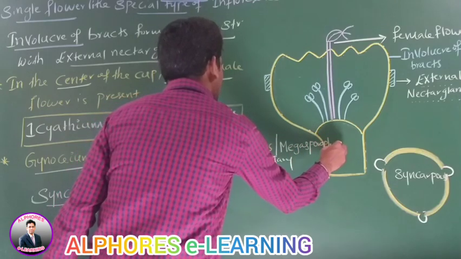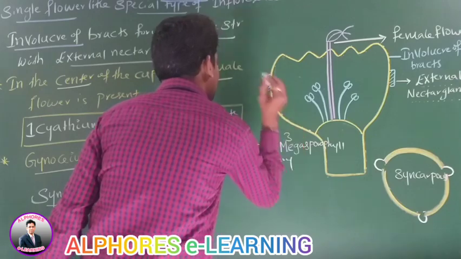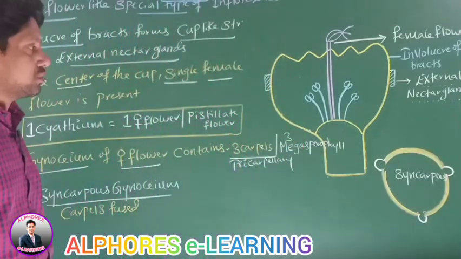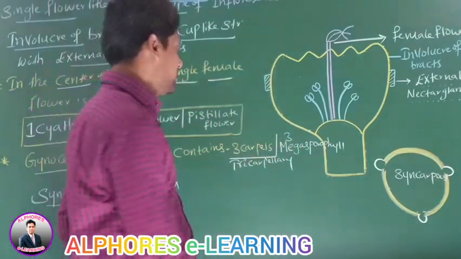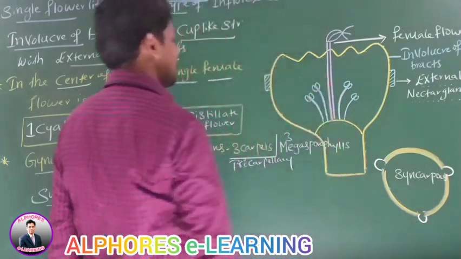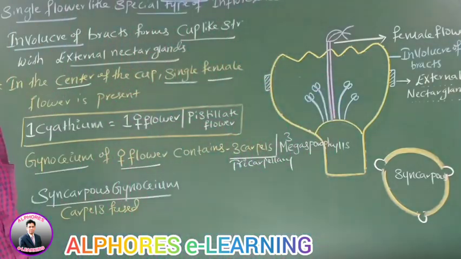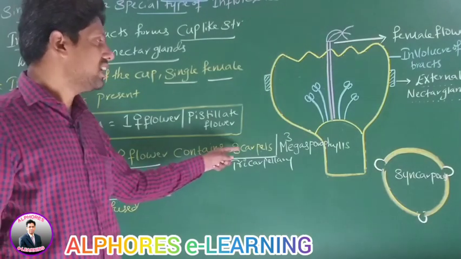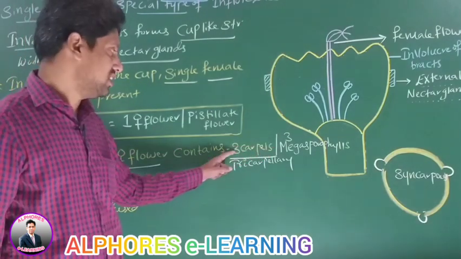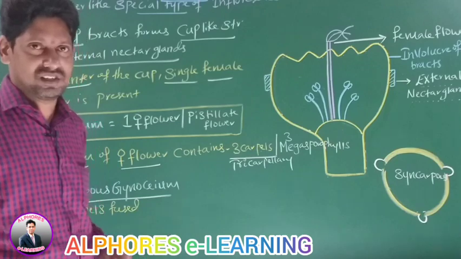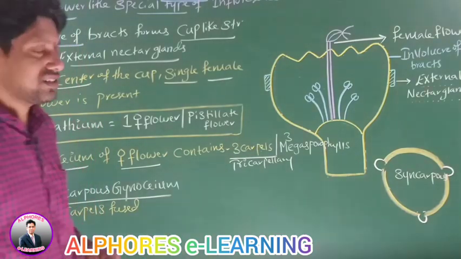It means whatever function a carpel performs, the same function is performed by the megasporophylls. Therefore, carpels and megasporophylls are functionally similar. So, three carpels, three megasporophylls. Okay? Right. Now, listen to this statement.